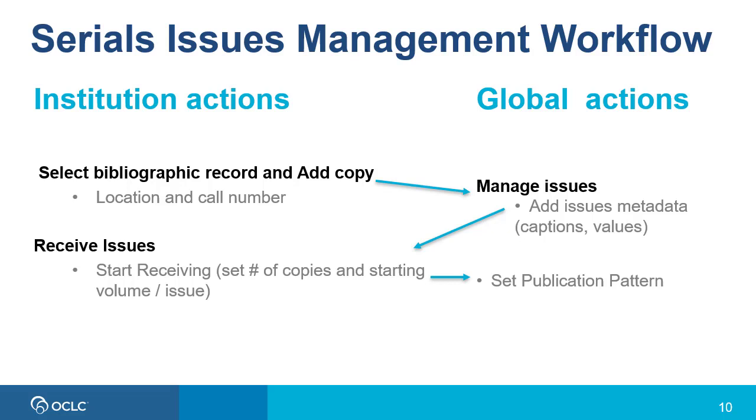Setting a publication pattern is optional, and you won't be able to set a publication pattern for serials titles if they are published irregularly or if their frequency is not one of the available options. You can still receive these issues, but the issues will need to be added on Manage Issues by one WMS library for all libraries to receive. The last step will be to actually receive the issues, which is an institution action on the Receive Issues tab. And if a publication pattern is set, this action will trigger the creation of the next expected issue.